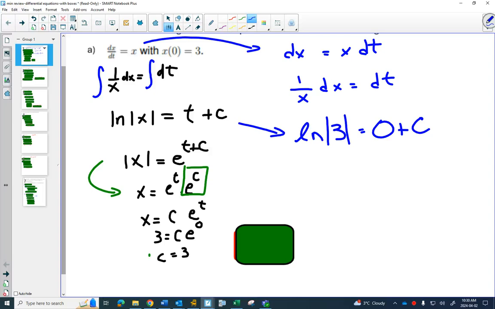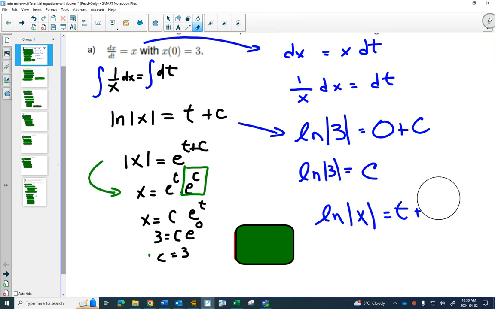Oh, wait a minute. Oh, we get different c's because our c's changed. So here, I would get c is equal to the natural log of 3, and then my initial equation would have been natural log of absolute value of x equals t plus c, and now my c is the natural log of 3.